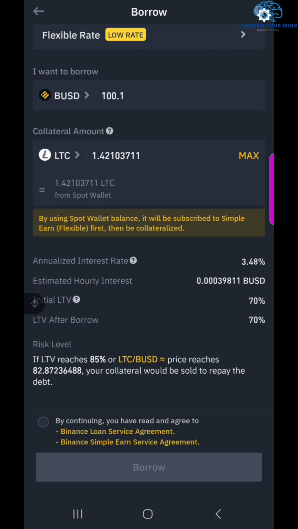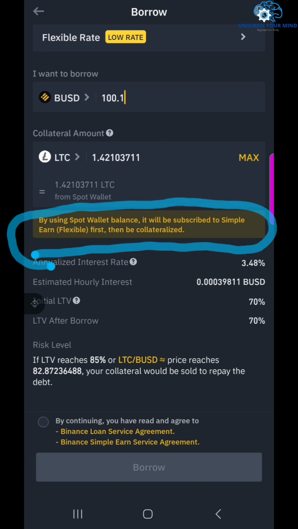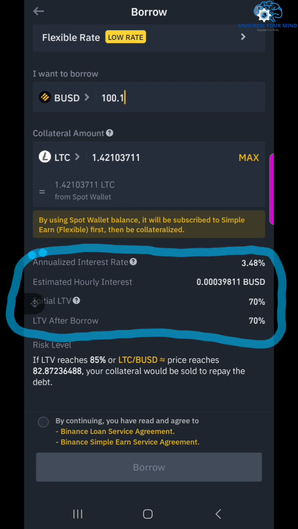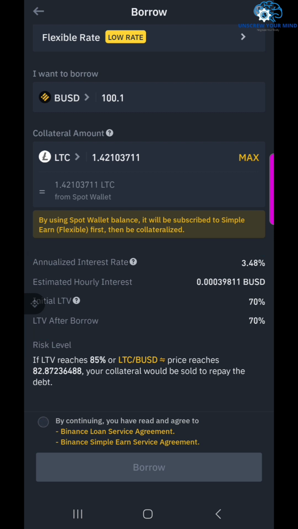And it's going to give you other information here. So by using spot wallet balance, it will be subscribed to simple earn first, then collateralized. Okay. Then the annual interest rate is going to be 3.48%. Then the estimated hourly interest is going to be 0.00039811 BUSD. And the loan to value ratio is 70%. So they can only give me a loan up to 70% of the collateral I have. That is what loan to value ratio is. They can only give me up to 70% of the total Litecoin that I hold in my wallet. That is what they can give me as loan.